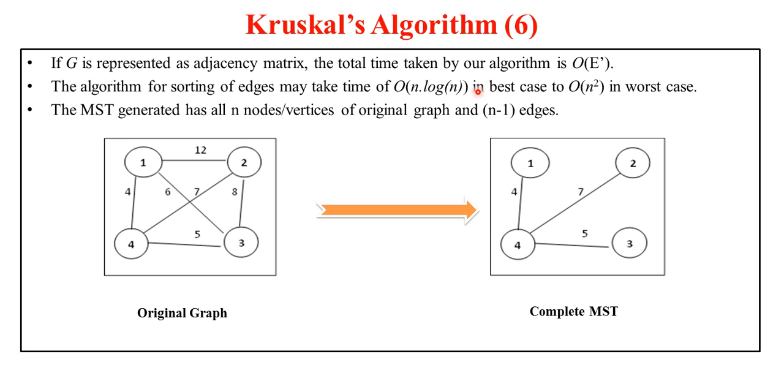And if we merge these two algorithms as a single algorithm, then our Kruskal algorithm will take in the worst case the time of big O of n square, as the addition of big O of n square plus big O of e will result in big O of n square. Now also this algorithm covers all n vertices and n minus 1 edges.